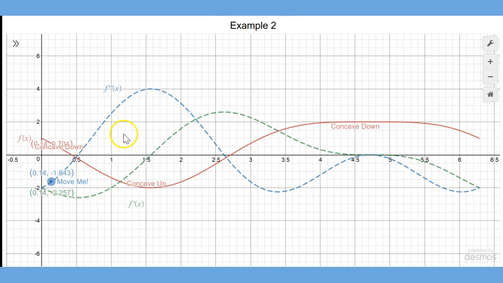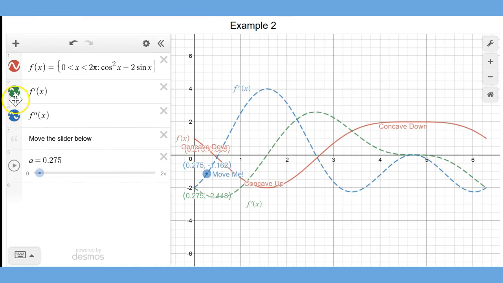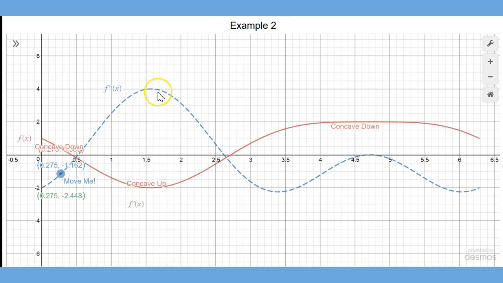So let's look at this. The blue graph is the second derivative. The solid red graph is the function itself. So I'm going to turn off the first derivative for a second. Notice that it's concave down where that second derivative is less than 0. And then that red graph is concave up where my second derivative is greater than 0, above the x-axis here.